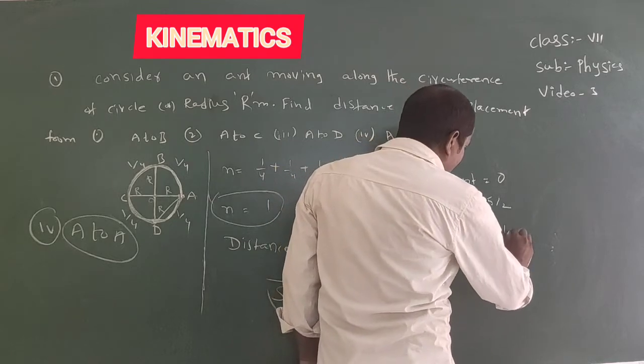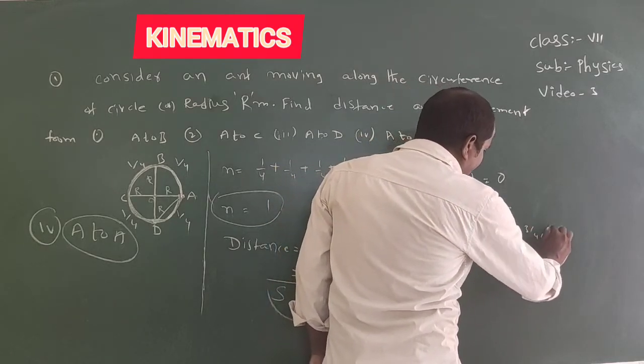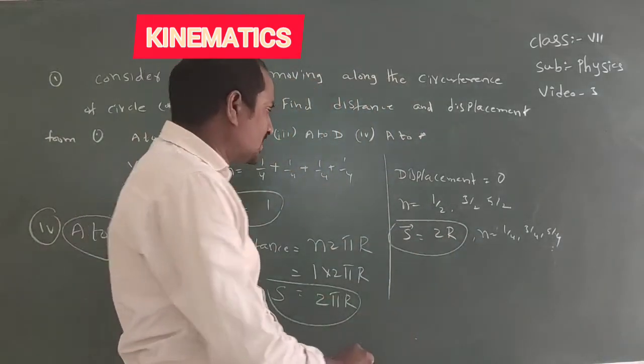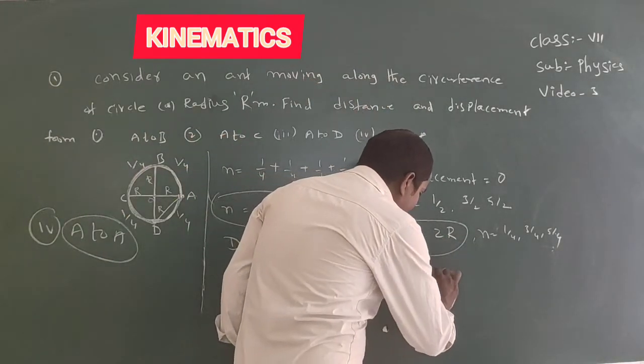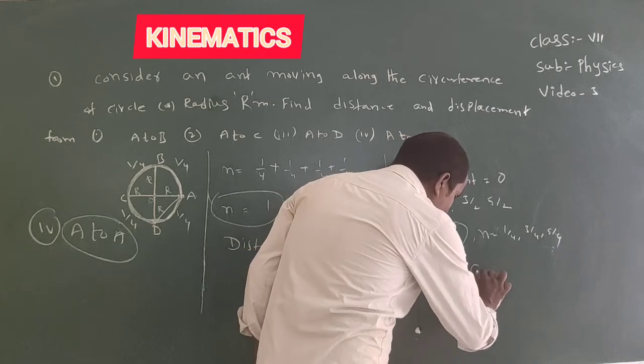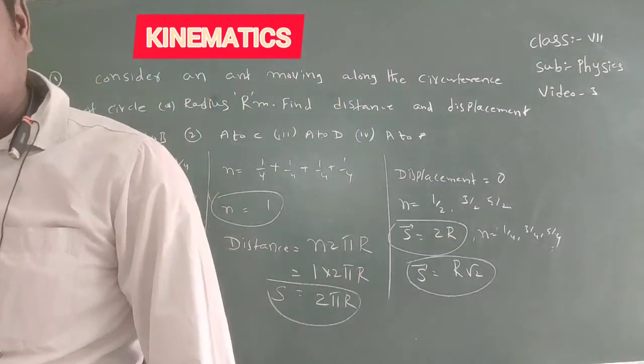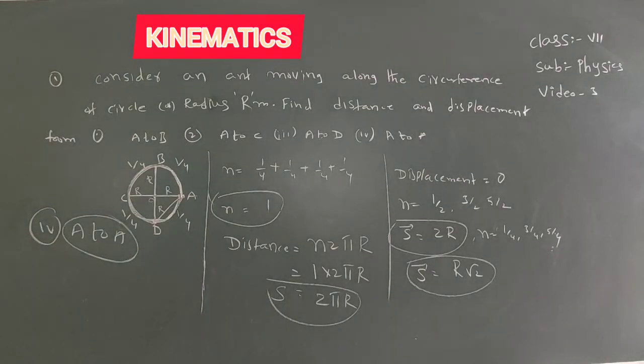If n equals 1 by 4 or 3 by 4 or 5 by 4 or 7 by 4 or 9 by 4, then displacement s bar equals r into root 2. So this is the process to find the distance and displacement if a body is moving on a circular path.